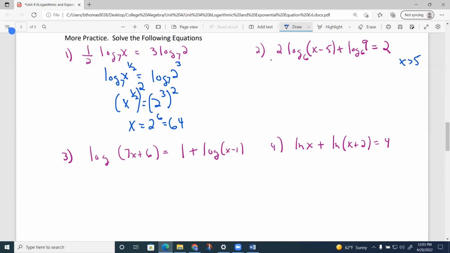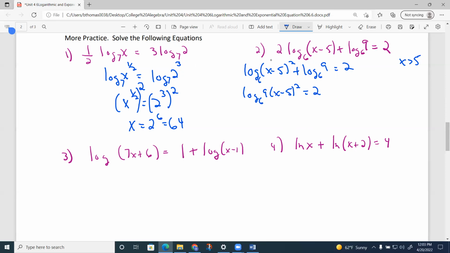So the next thing I can pick up on is I can bring this 2 back in as an exponent. So this becomes the log of x minus 5 squared base 6 plus the log of 9 base 6 is equal to 2. Now, since these have the same base, I can connect this back as a product. So I can write this now as the log of 9 times x minus 5 squared base 6 is equal to 2.